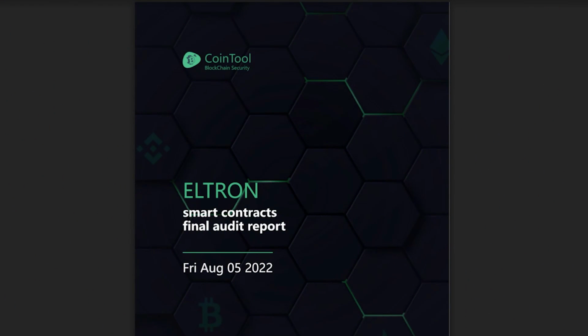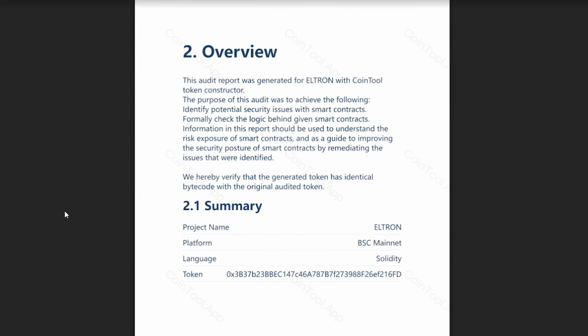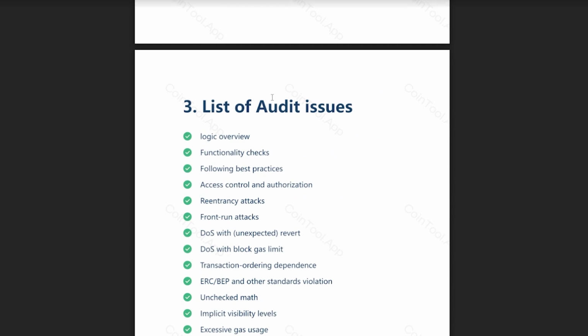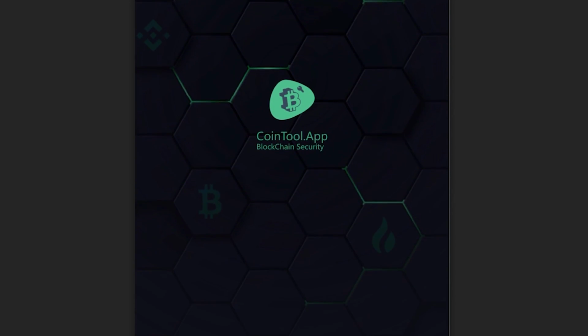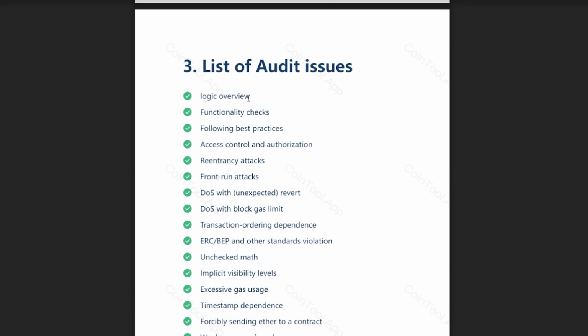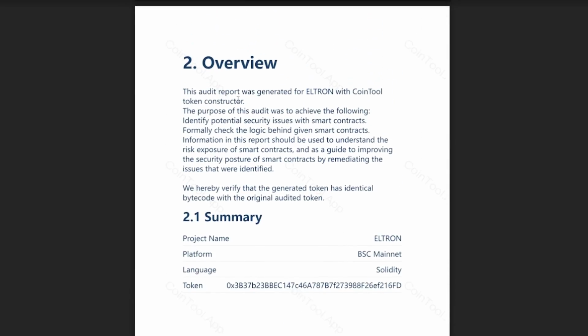They also have the Eltro smart contract final audit report by CoinTool, the blockchain security firm. We have the contents over here. They have passed with flying colors, so we can check it out. We have here the conclusion. The audit includes recommendations on code improvement and preventing potential attacks. Basically, we have the logical review, plus functionality checks, plus following best practices, plus everything is extremely good. So they have passed. That's also a plus.